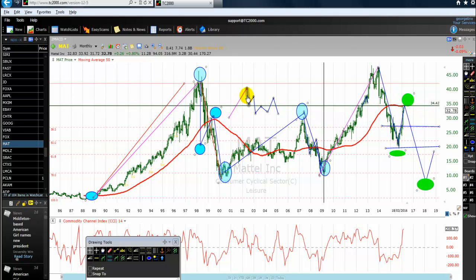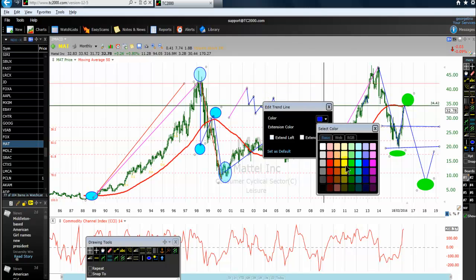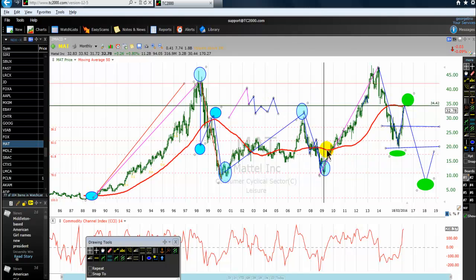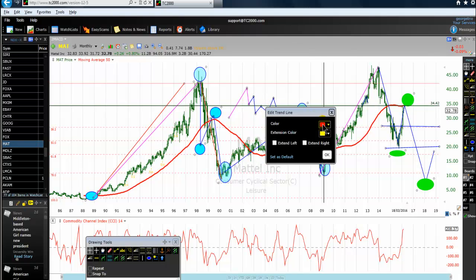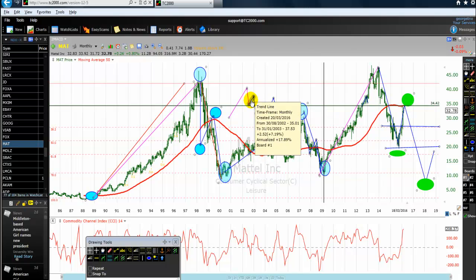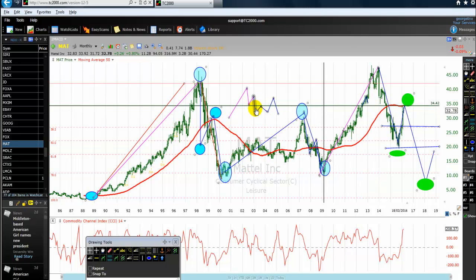So the parts that are completed, I'm going to color them now into pink, so you may know which part of our expectation is now completed. If you knew this pattern already, you will know exactly. You may forecast what Mattel stock should do, all right?